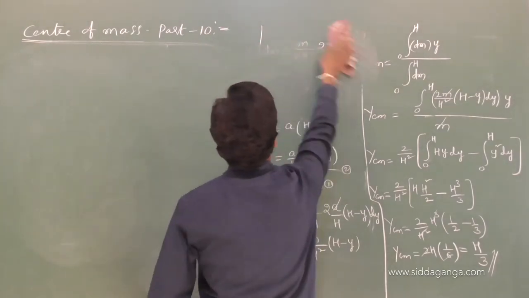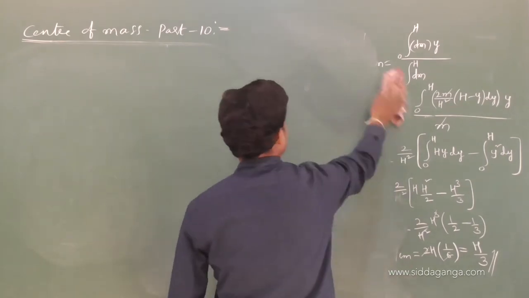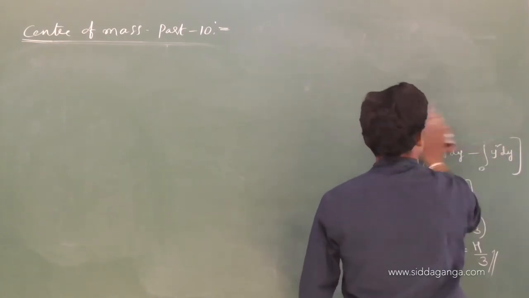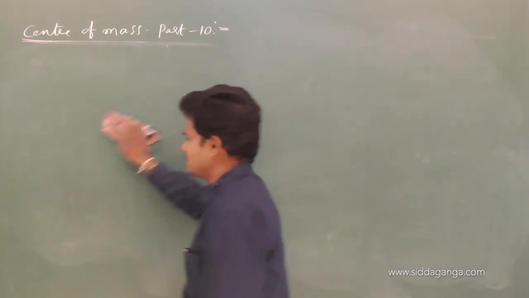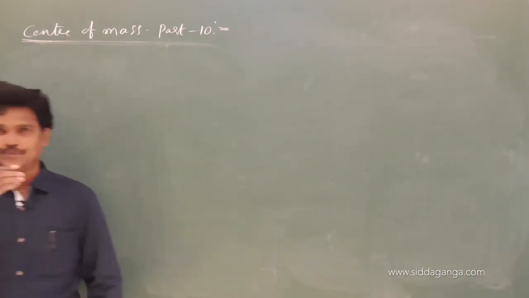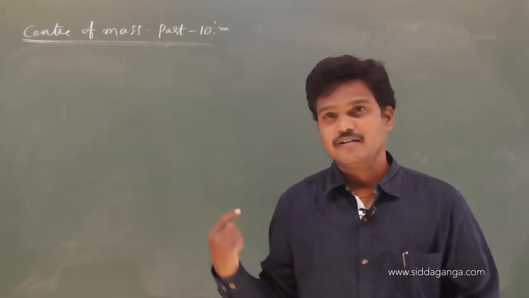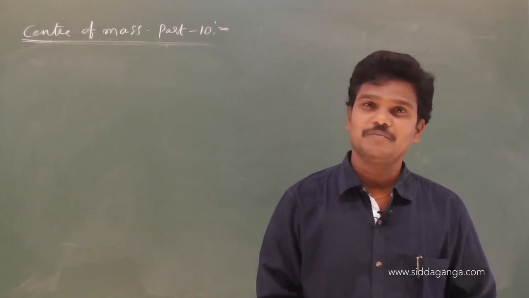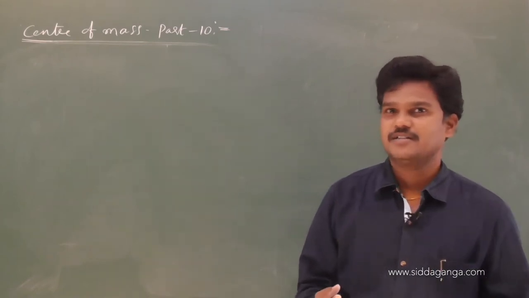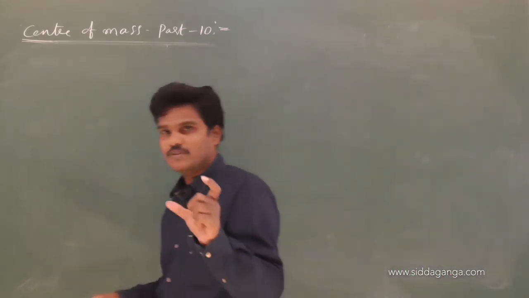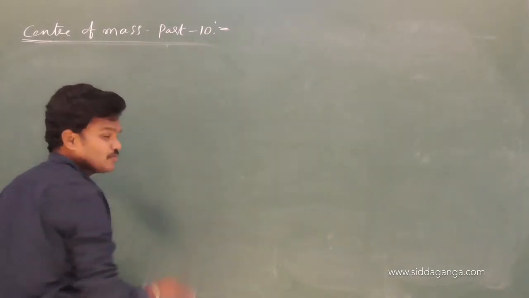Okay, now let me give one shortcut idea to remember all these formulas. That is for our convenience only. So far we know solid cone, triangular plate, solid hemisphere, hollow hemisphere, and semicircular wire, half disc. Let us remember all the formulas once. Let me write all the formulas in one order. I am using one code here. Don't ask what this code is.